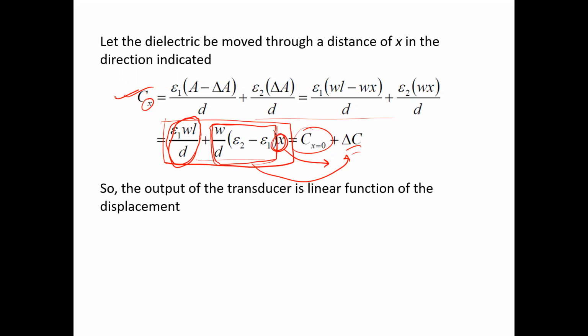So this could be the three possible cases where the three types of variable capacitive transducers can be developed, keeping these three phenomena in mind.